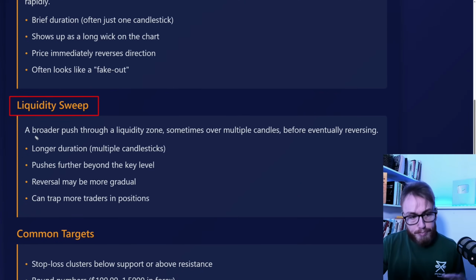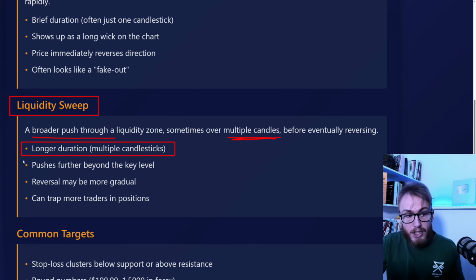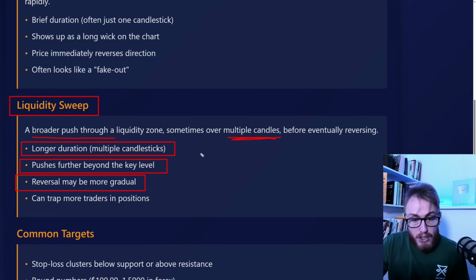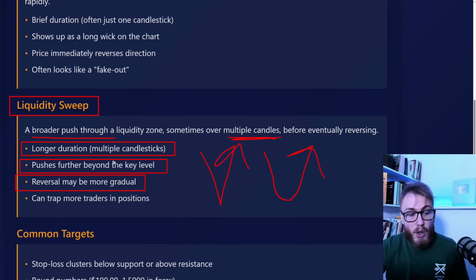So in general, this is a sort of broader push through a liquidity zone, or a larger supply and demand area. Sometimes the liquidity sweep can actually last multiple candles before eventually reversing. So in general, liquidity sweeps tend to be longer duration. They tend to also push further beyond the level, and the reversal can be more gradual. So liquidity grabs tend to be more spiky. Liquidity sweeps can be a bit more gradual, but it should still go pretty fast.